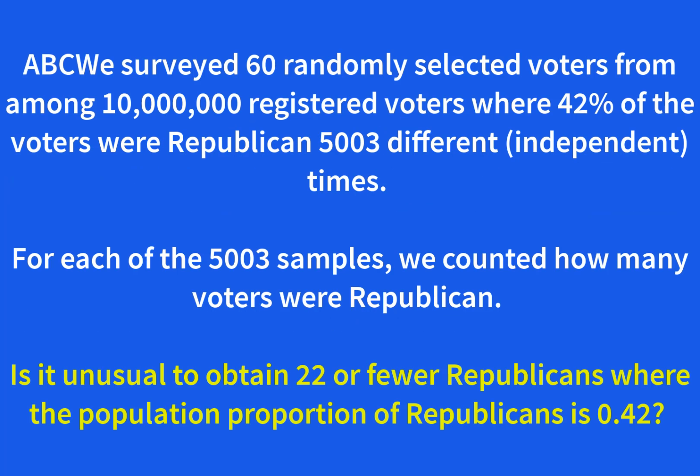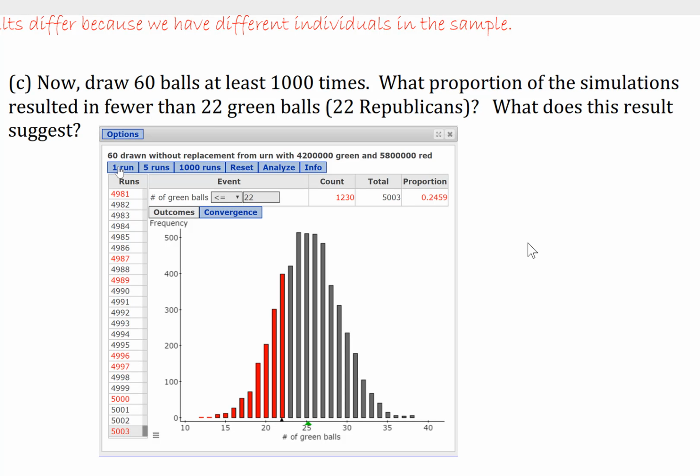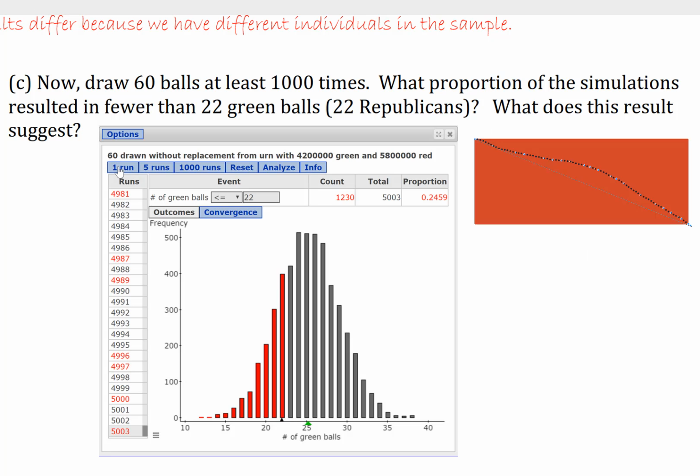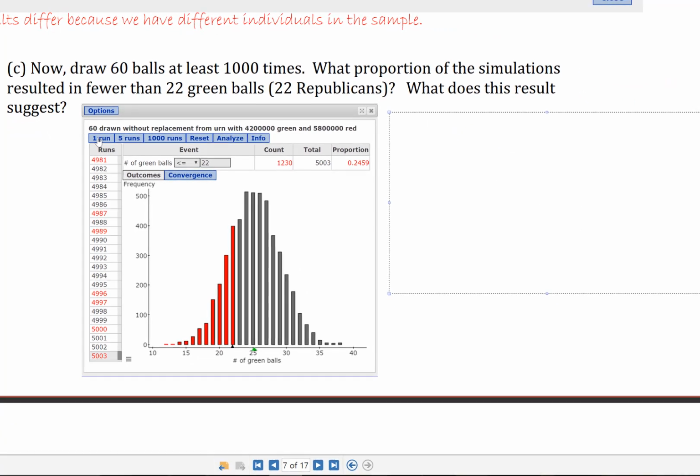So would you say it's unusual to get 22 or fewer Republicans from a population where the proportion of Republicans is 0.42? No, because it happened 25% of the time. This is exactly how you want to write it.